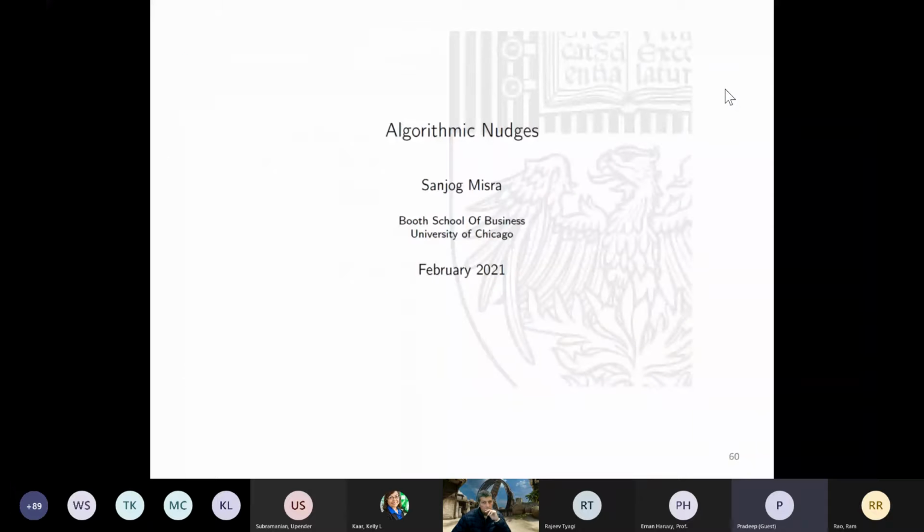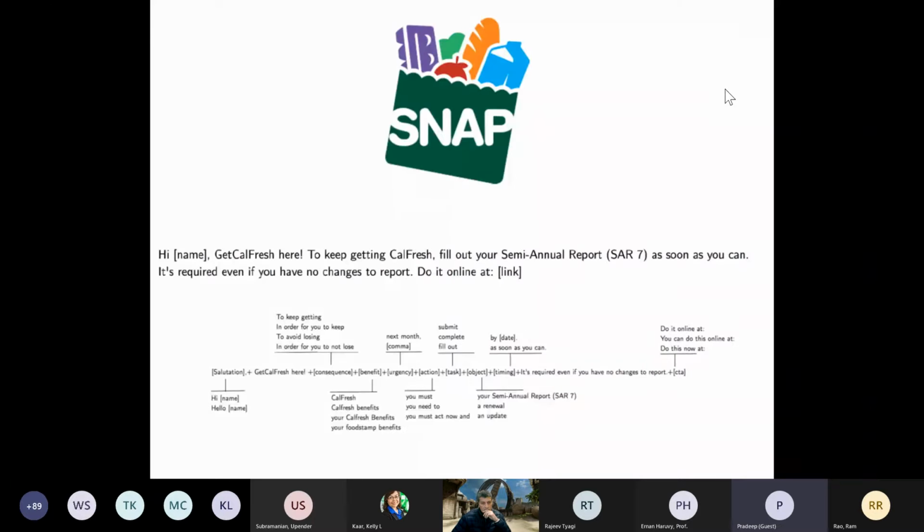measure this. And then the last thing I want to mention briefly is work by my colleague Sanjog Mishra, who's looking at this whole area of algorithmic nudges to improve a variety of things which you think would require improvement. One of them being the take up of the SNAP program. And I'm sure all of you are familiar with the SNAP program.